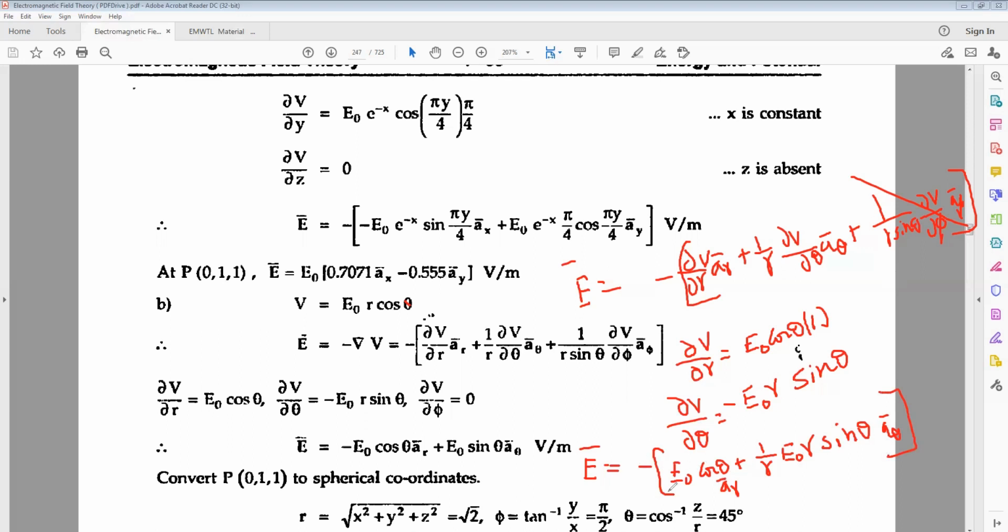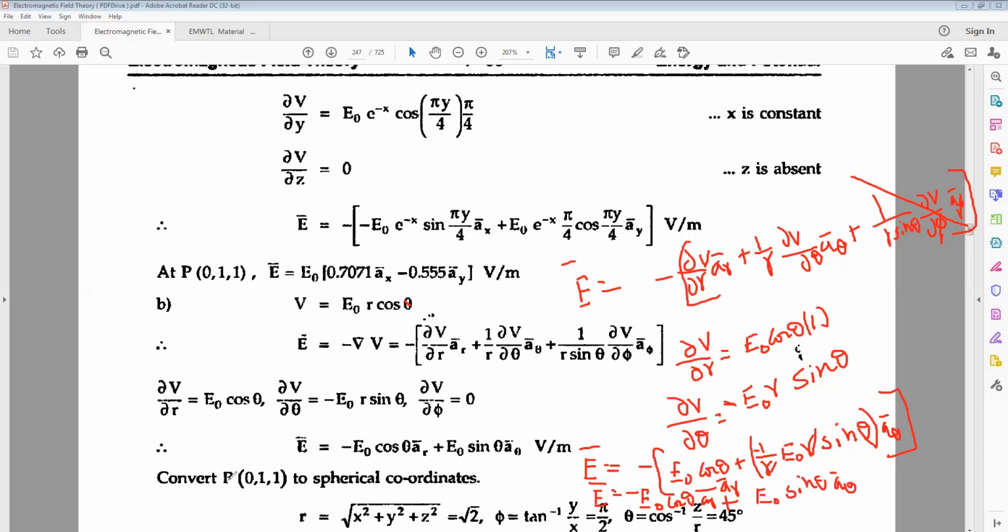So multiply this function with the minus: E bar is equal to minus E naught cos theta a r bar, and minus, already here the minus is there. This total function is minus, because of the minus sine theta from the derivative of cos theta. So minus into minus is a plus. R also gets cancelled. E naught into sine theta a theta bar. Now we got the E bar.